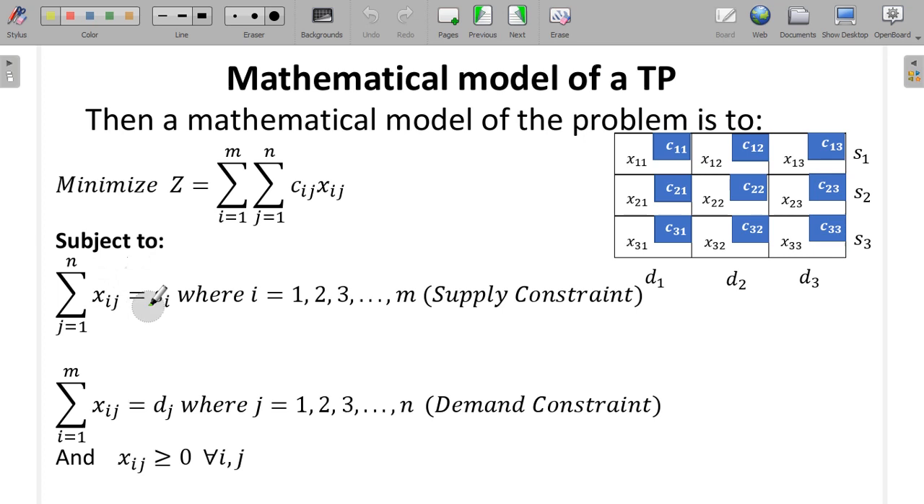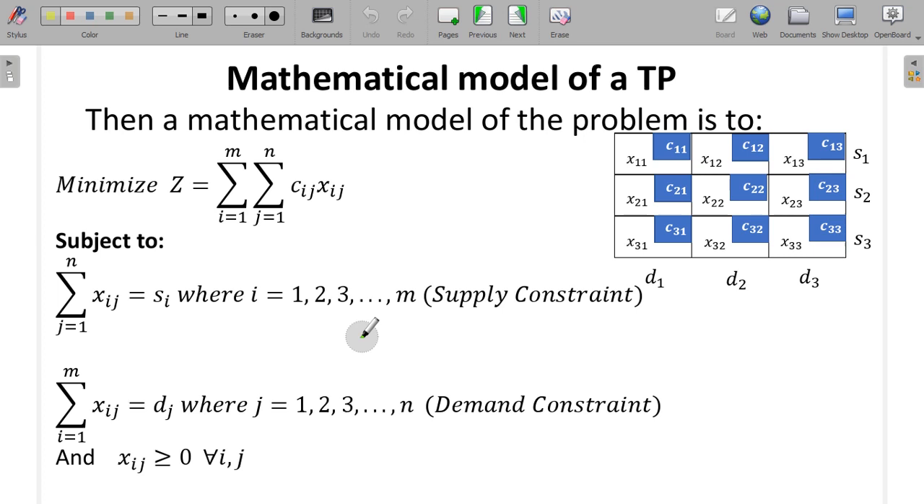supply constraints, or capacity constraints, which are the summation of these elements here, X11 plus X12 plus X13, and this should be equal to this amount here. And we also have the other constraint, the demand constraints, and this sum of the demand goes in the vertical direction, that is X11 plus X21 plus X31 should be equal to D1. You add these, you have your constraints. So this is how you can formulate the mathematical model of a transportation problem.